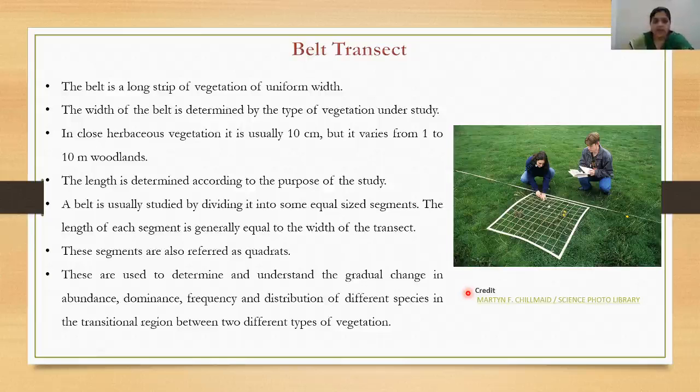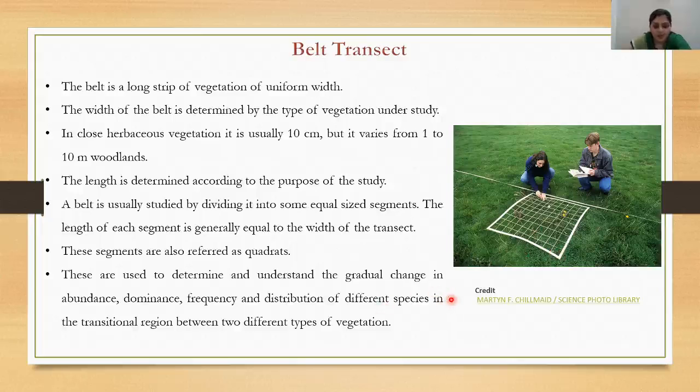A belt is usually studied by dividing it into equal sized segments. The length of each segment is generally equal to the width of the transect. So again here you can see in the picture, a line is laid down, and beside this line a quadrat is placed touching the line. Such type of vegetation sampling is called the belt transect method. These segments refer to the quadrat. You can see all these segments, vertical as well as horizontal, represent a quadrat.